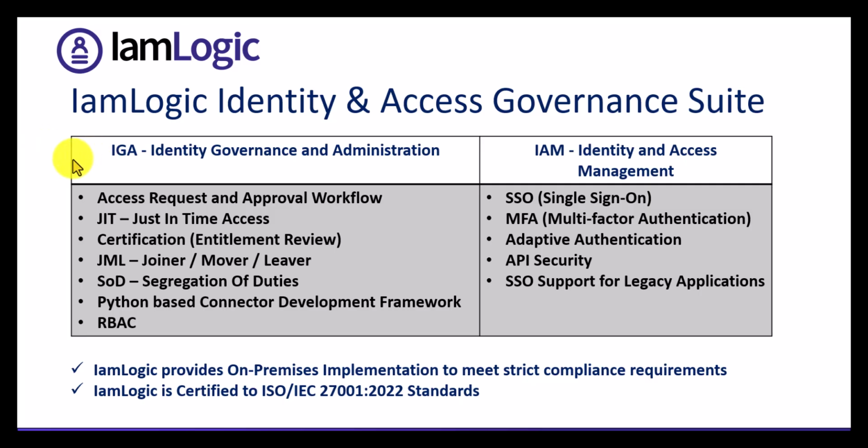IamLogic is a complete identity platform and it comes with 2 products, IGA, Identity Governance and Administration, and IAM, Identity and Access Management. With IamLogic IGA, you can automate access requests to applications and approval workflows, enable just-in-time access, run access certifications, handle joiner, mover, leaver workflows, and enforce segregation of duties. All of this helps you reduce risk and stay audit ready.